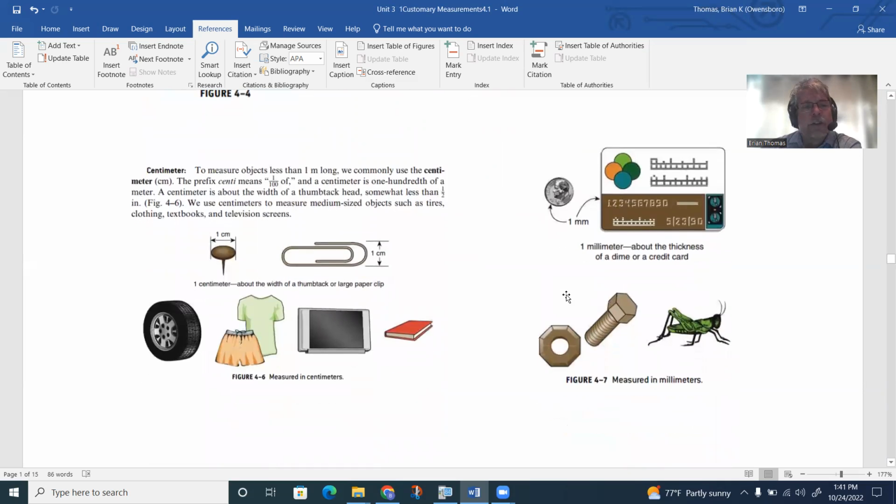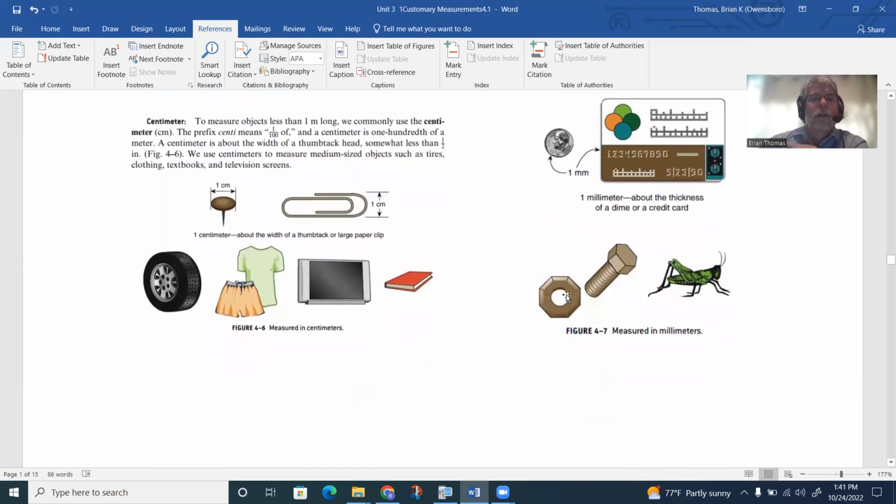Another common measure of distance is what we call the centimeter. Centimeters are used for measuring the width of tires, or if you're dealing with clothing, a lot of times your waistlines are measured in centimeters. Computer screens are measured in centimeters too. Basically, a centimeter is like the width of a paperclip, or if you hold your pinky out, your pinky would be a good approximation for a centimeter. So that's about how big a centimeter is.